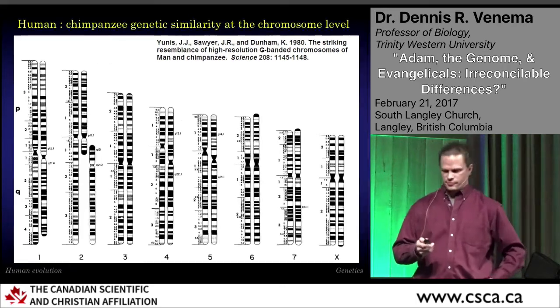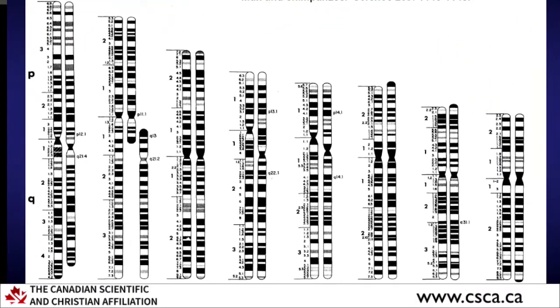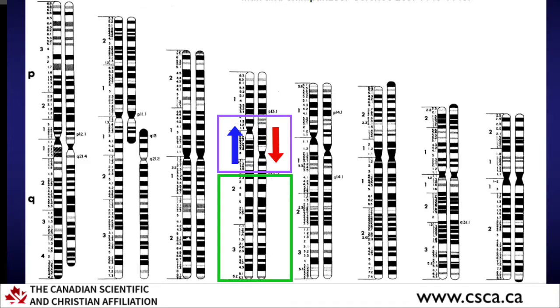Here's an image. This is data from the 1980s. On the left-hand side, you see a human chromosome, and then next to it is the comparable sequence in chimpanzees. And you can see many times over, we see the same banding pattern. Here's a region that's flipped relative to what's here. But then you can see by the time we're back down here, it's all matching up.